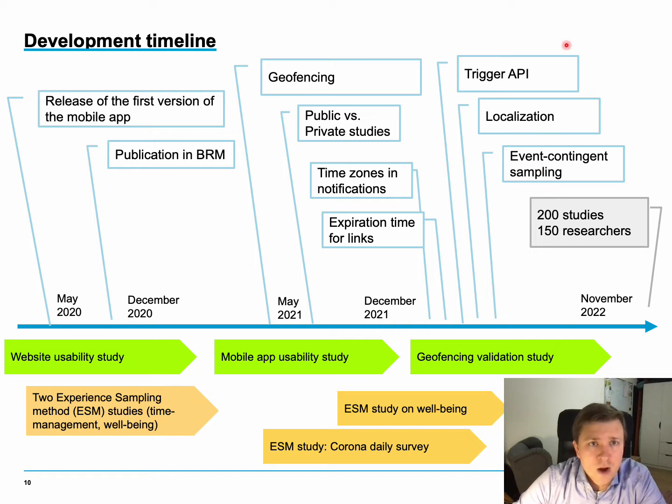And this year, we released a Trigger API, an application programming interface which allows researchers send notifications based on external custom events. We included the support of localization, translating the mobile app into different languages, including German, Russian, and Chinese. The recently added feature with event contingent sampling allows researchers to provide permanent links so participants can initiate self-reports through the app.